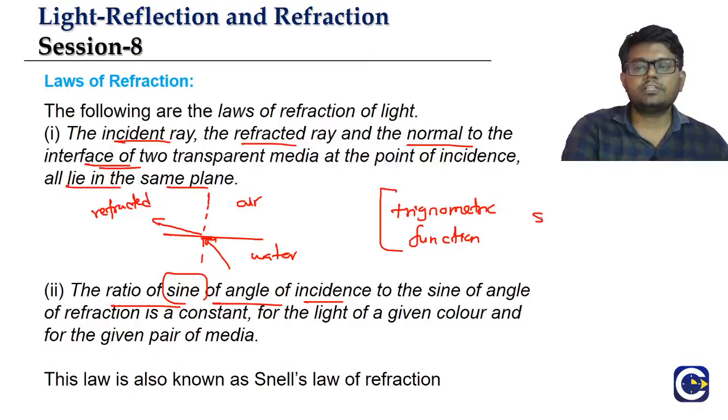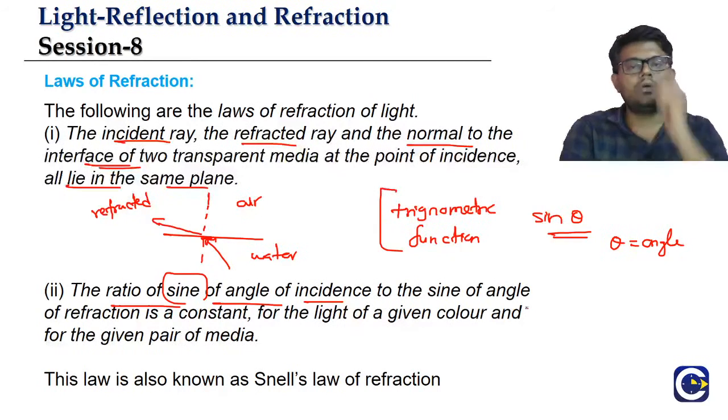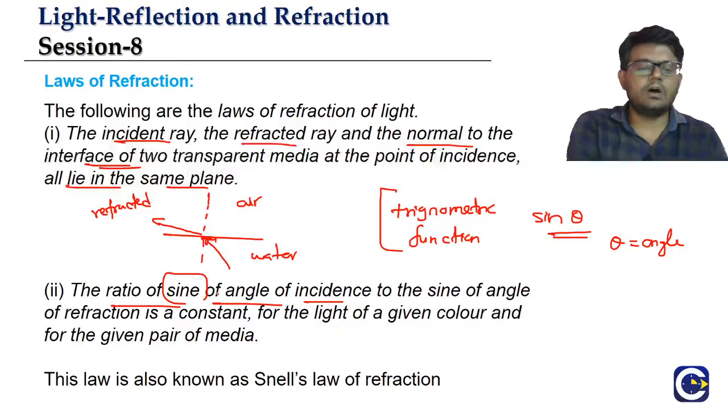One trigonometric function is this sine function. Like you will be putting it as sine theta, where theta is the angle. So we will see some of the standard values of these trigonometric functions. But look at this law first, then we will try to understand. The ratio of sine of angle of incidence: the angle of incidence means the angle between the normal and the incident ray.